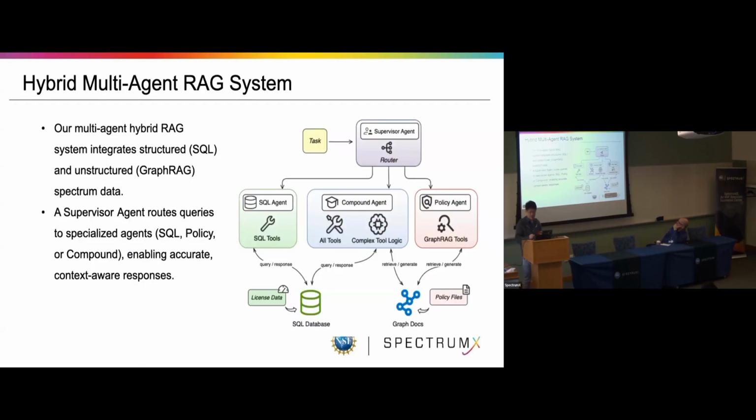And the last one is this multi-agent RAG system. This is the overall framework. There is a supervisor agent that routes the tasks based on the different incoming tasks. It is going to call on one or multiple of the subsequent agents. We have a SQL agent that mostly handles our tabular data. We have a policy agent that uses graph RAG to look for information in the documents. The compound agent essentially combines the two. Depending on the specific task, we may call one or multiple of these agents to perform the task.